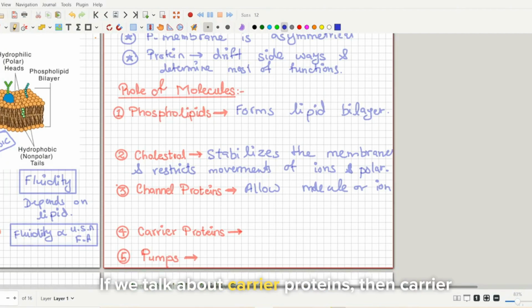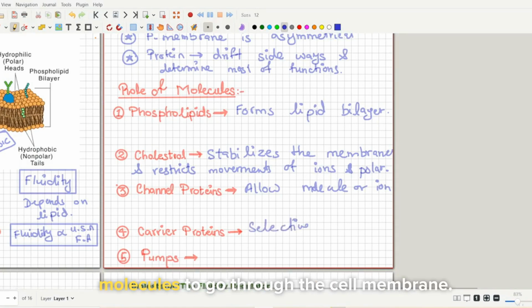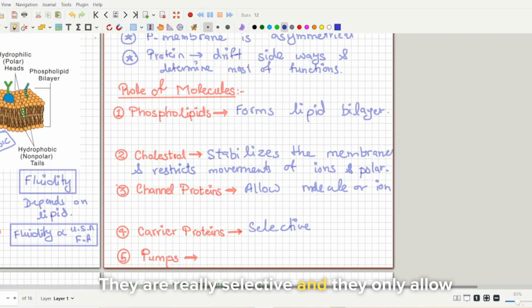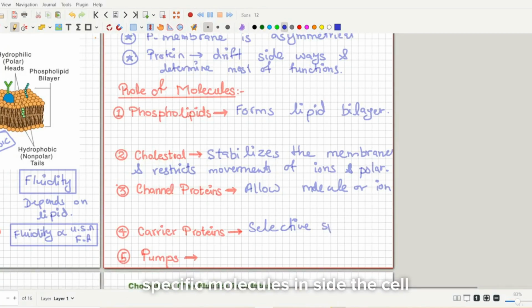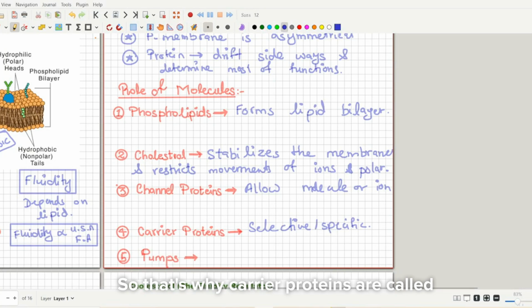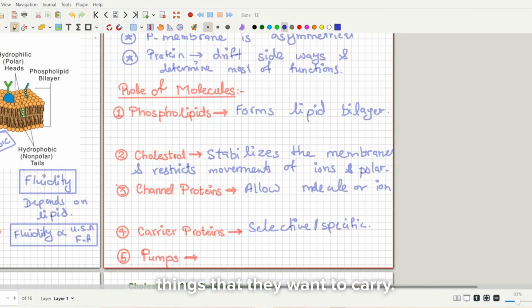If we talk about carrier proteins, then carrier proteins are really selective. They do not allow most of the molecules to go through the cell membrane. They only allow specific molecules inside. That's why carrier proteins are called carriers, because they carry only the specific things that they want to carry. They don't carry anyone that comes in front of them.